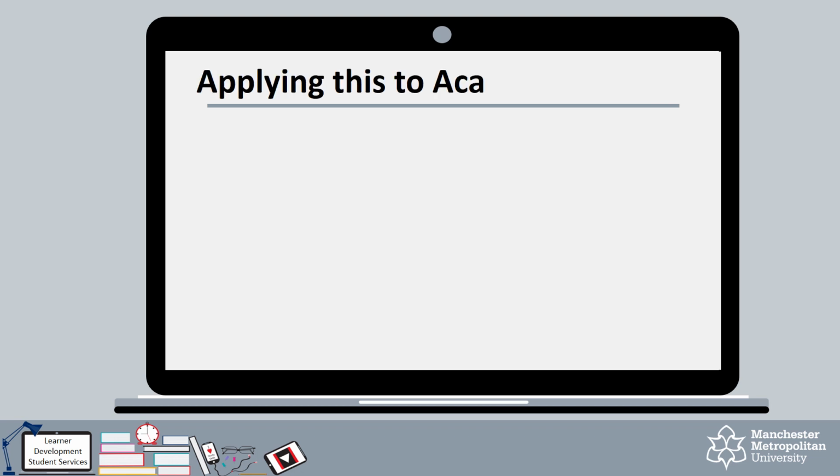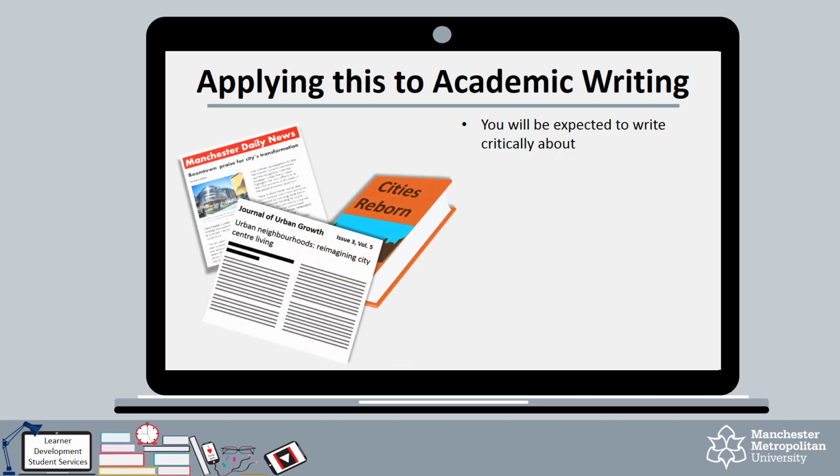This then brings us to what this means for academic writing. So far, we've been looking at an example of a newspaper article. However, in academic writing, you'll be using a range of specialist sources, such as journal articles and books. You still need to write critically about these texts. You can and you should question or challenge assertions made by authors or researchers, as long as your reasoning is clear, it's informed, and it remains formal.